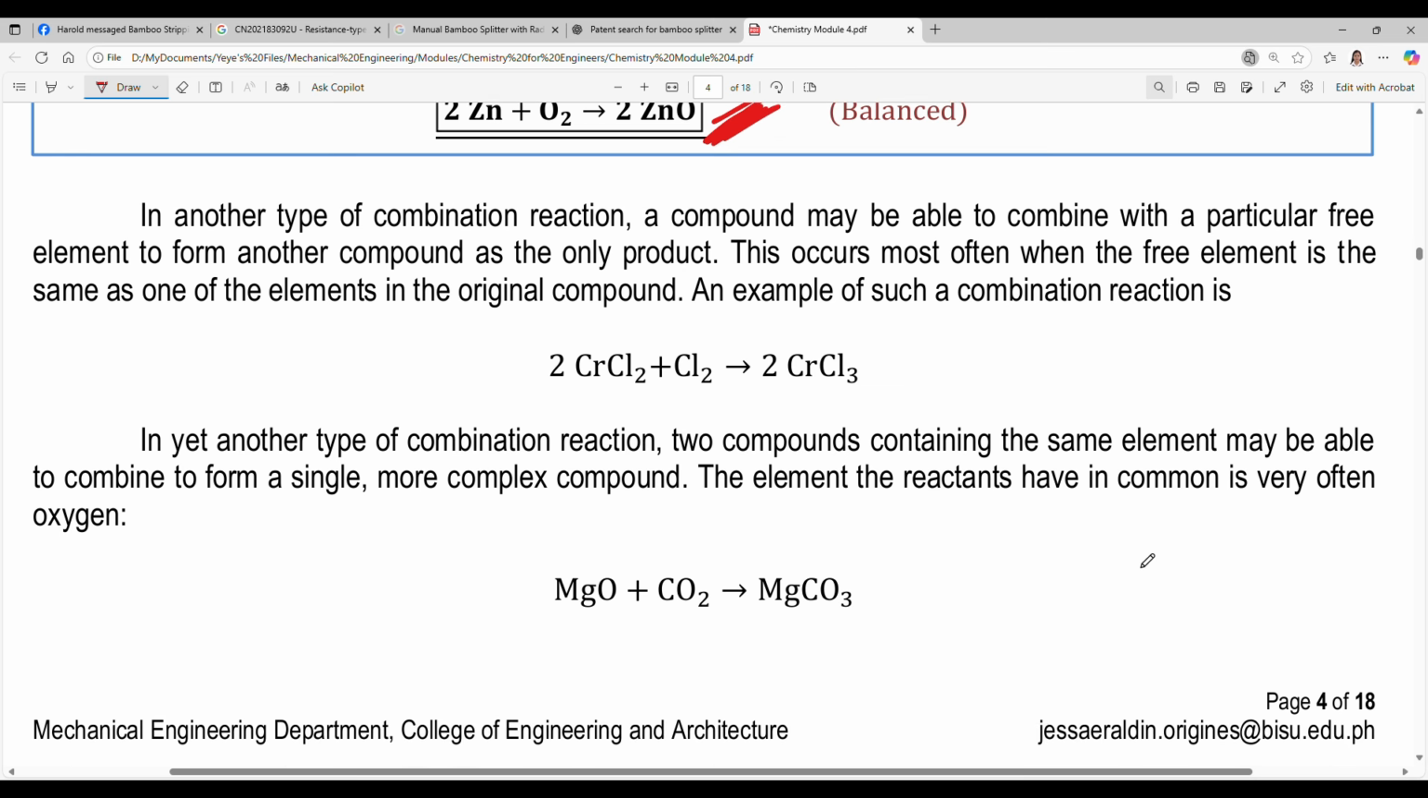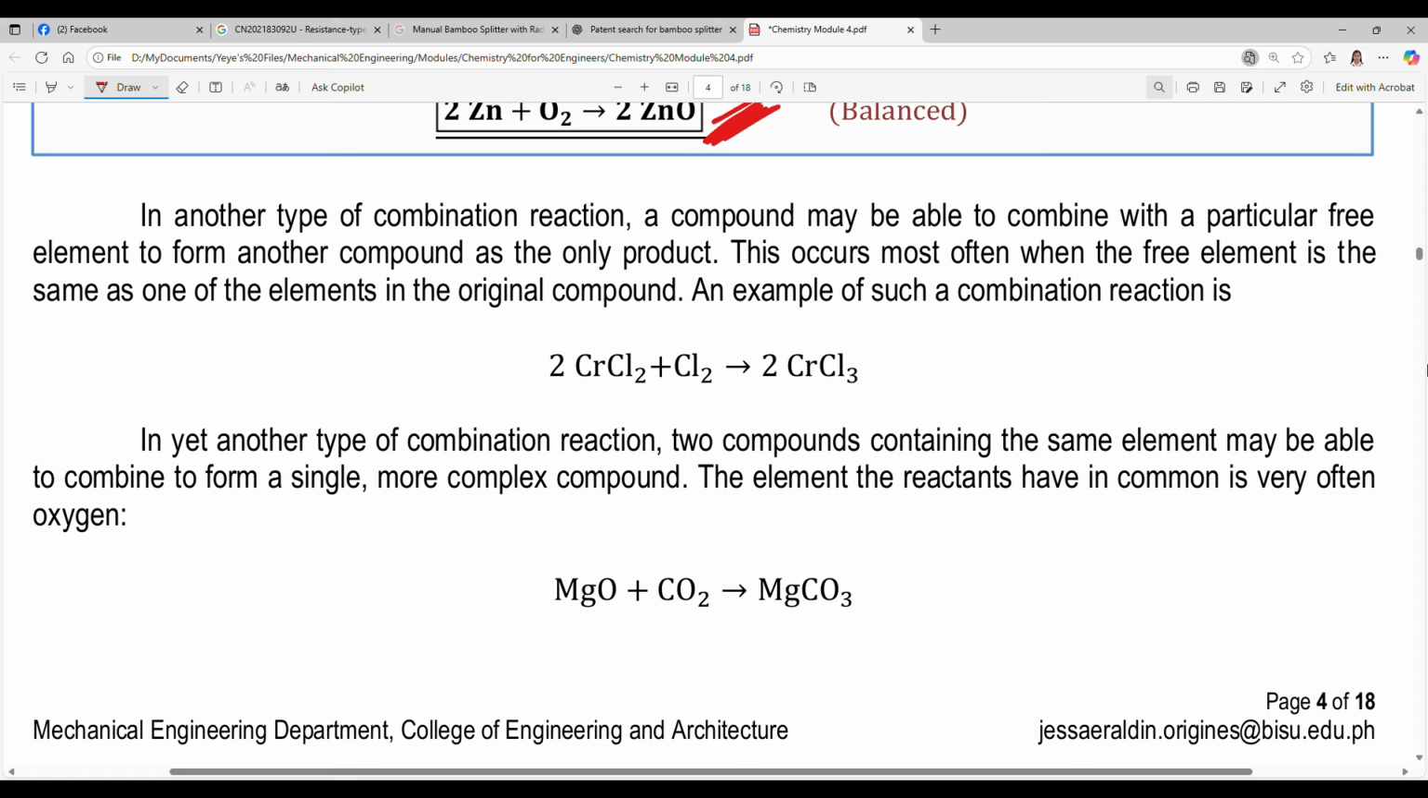In another type of combination reaction, a compound may be able to combine with a particular free element to form another compound as the only product. This occurs most often when the free element is the same as one of the elements in the original compound. For example, Cr is chromium, if I'm not mistaken. 2 moles of chromium(II) chloride plus chlorine gas will yield 2 moles of chromium(III) chloride.